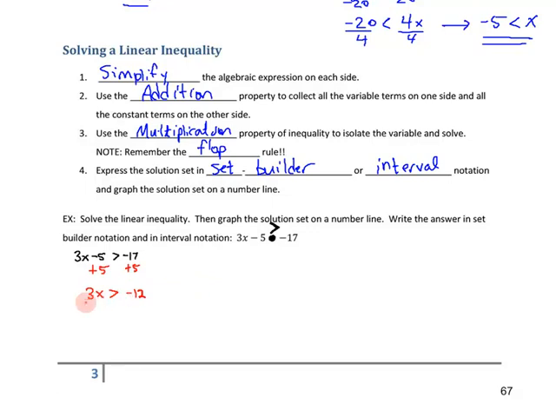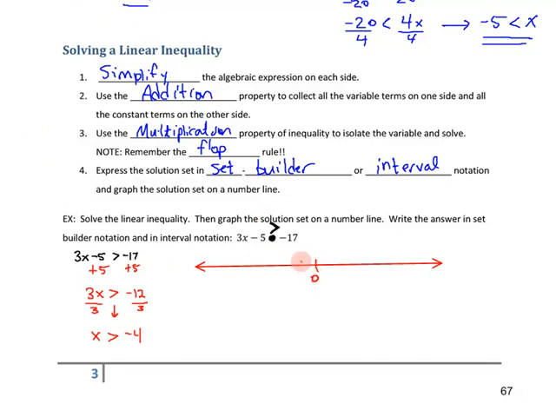Now, divide both sides by 3. And always ask, when you multiply or divide, do I have to change the direction? I do not have to flip the sign, so I end up with x is greater than negative 4. We are asked to graph the solution on a number line and write the answer in both set builder and interval notation. So to graph it on the number line, I start by graphing my number line.